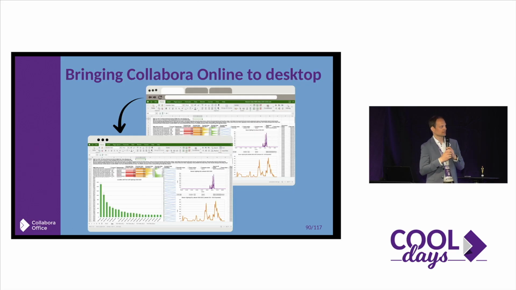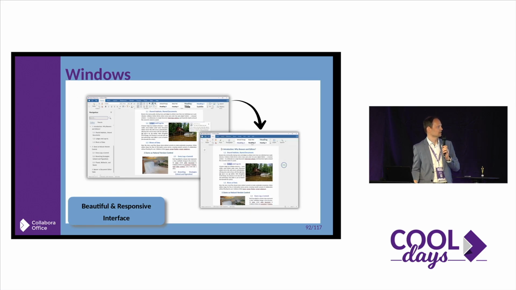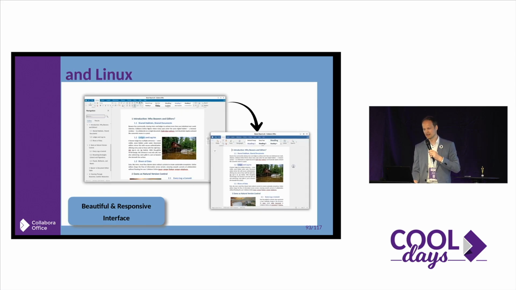We wanted to bring that same experience to the desktop. And so we went and did that. Again, that's not news. We launched that last year with the new Collabora desktop version. And that's available on all major operating systems: macOS, Windows, and also Linux. And it all has the same user experience. It looks and feels the same. It looks like Collabora Online. It's beautiful, responsive, and looks good.